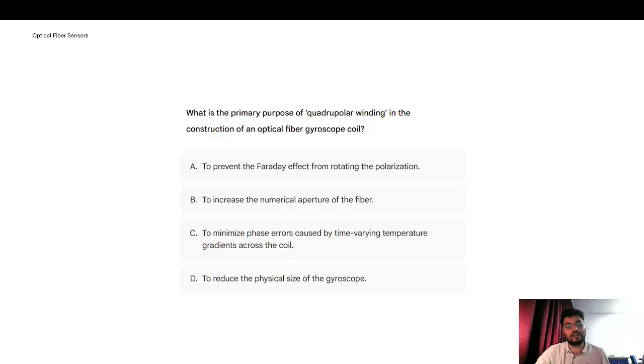The primary purpose of quadrupole winding in the construction of the optical fiber gyroscope is to minimize phase error caused by time varying temperature gradient across the coil.